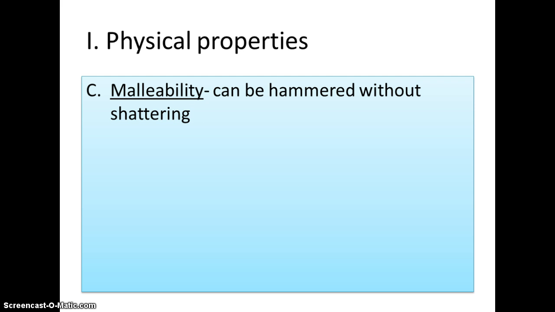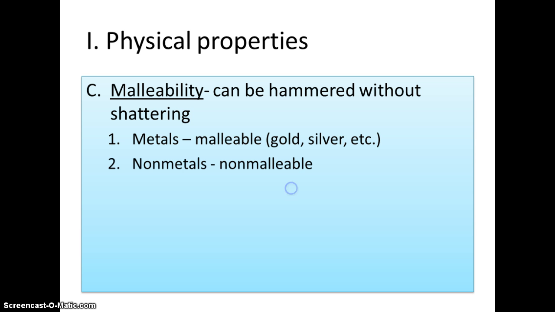Malleability. Malleable means it can be hammered without shattering. Metals are very malleable, so gold, silver, etc. Nonmetals are non-malleable. Next we have hardness. You might remember hardness from 8th grade with the Mohs hardness scale, where diamond was very hard and talc was not hard.